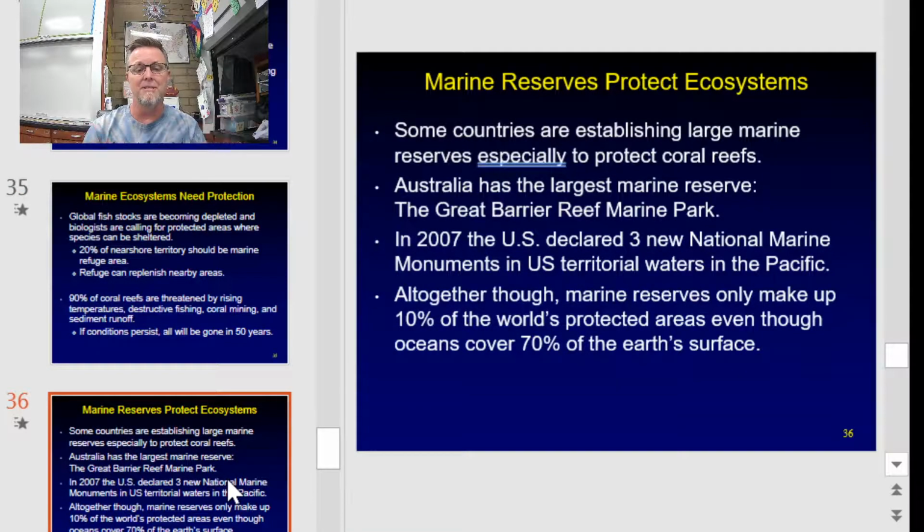Some countries are establishing large marine reserves, especially to protect coral reefs. Australia is probably the leader in this because they have the biggest reef to protect, the Great Barrier Reef Marine Park. In 2007, the U.S. declared 3 national marine monuments in U.S. territories in the Pacific. Altogether, though, marine reserves still only make up about 10% of the world's protected areas, even though oceans cover 70% of the Earth's surface. So you can see, folks, there's still a lot of work to be done.